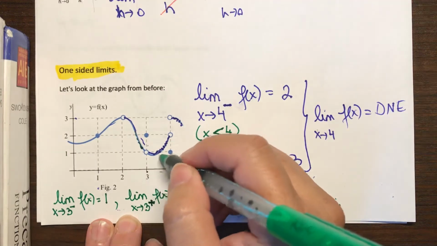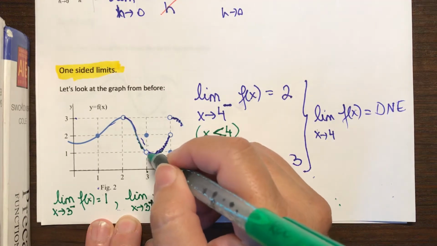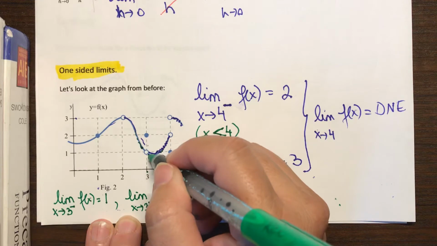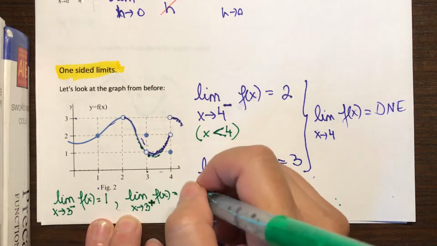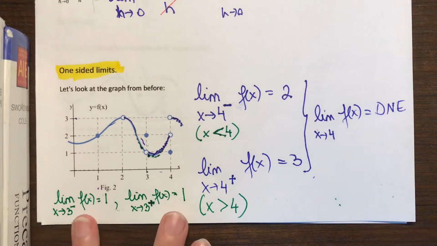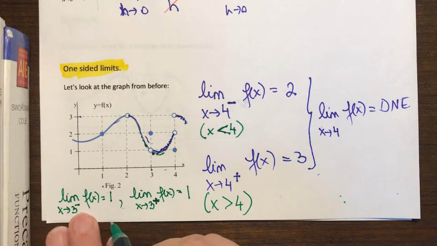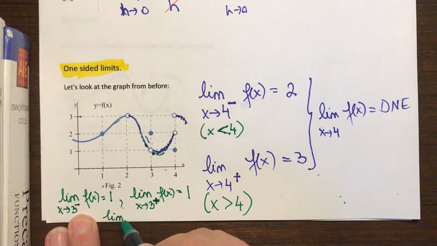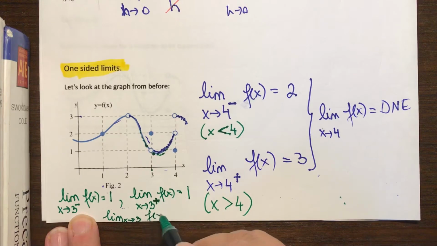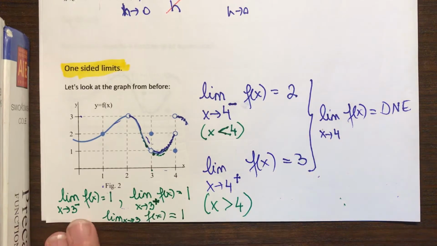So I'm getting close to 3 from the right. So I'm coming this way. Then the y values are still getting close to 1. Yes? So what that simply means is if you're coming and the left-hand limit is equal to the right-hand limit, then the double-sided limit does exist and it equals 1.